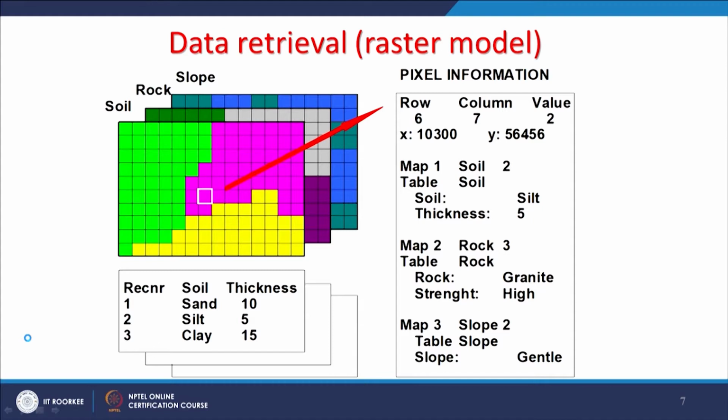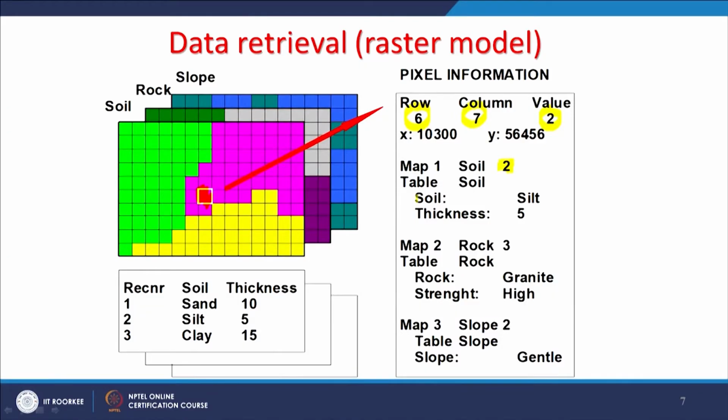Now here I am taking an example of data retrieval, and that too from the raster model. We have a grid on the left side, and the query is basically: what is at that particular location, which is shown through this arrow, as you can see about this cell. The location is shown here, the column number is shown here, and then the value is shown here. Now there are three layers. The top layer is the soil layer, the middle layer is the rock layer, and the bottom layer is the slope layer.